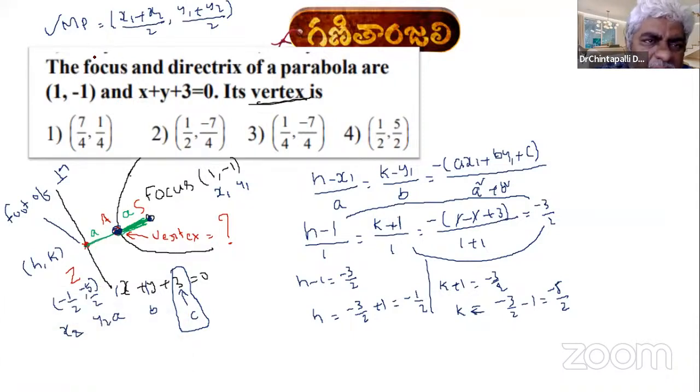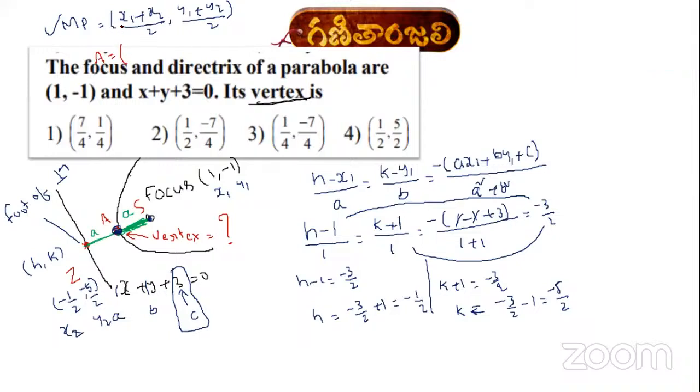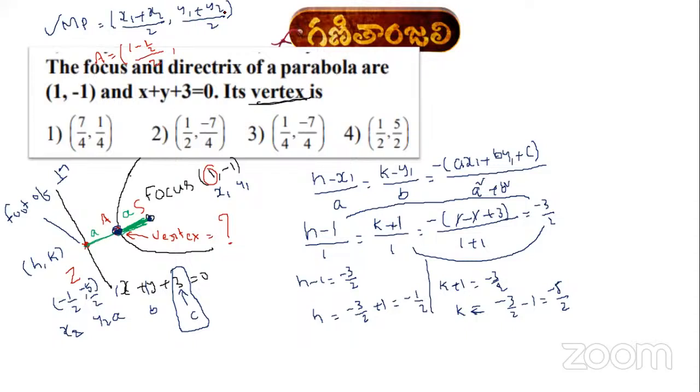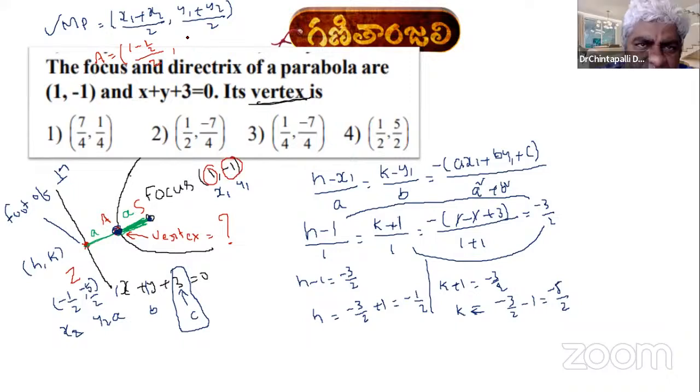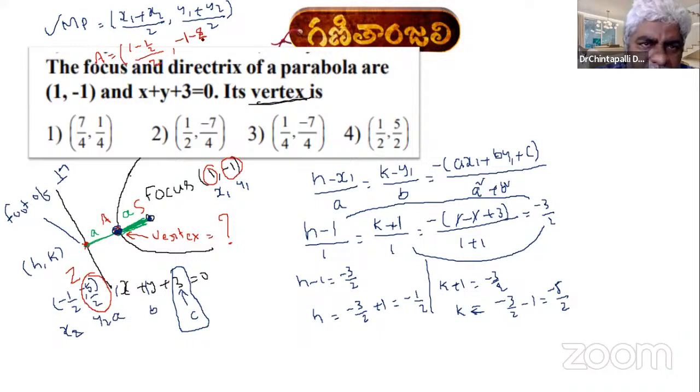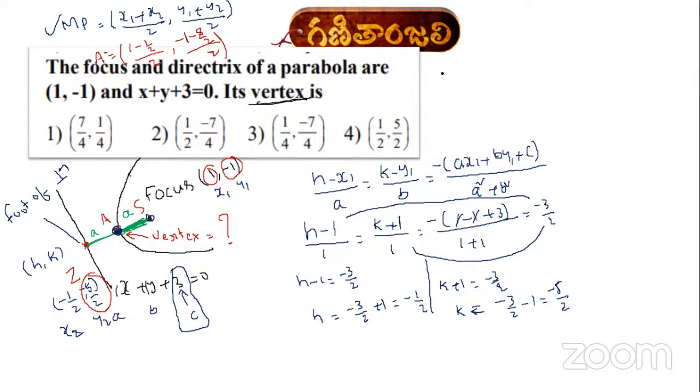x1 plus x2 by 2, where x1 is 1 and x2 is minus 1 by 2, so 1 minus 1 by 2 whole by 2. Next, y1 plus y2: y1 is negative 1 and y2 is minus 5 by 2, so negative 1 minus 5 by 2 whole by 2. Let us do the calculation here.